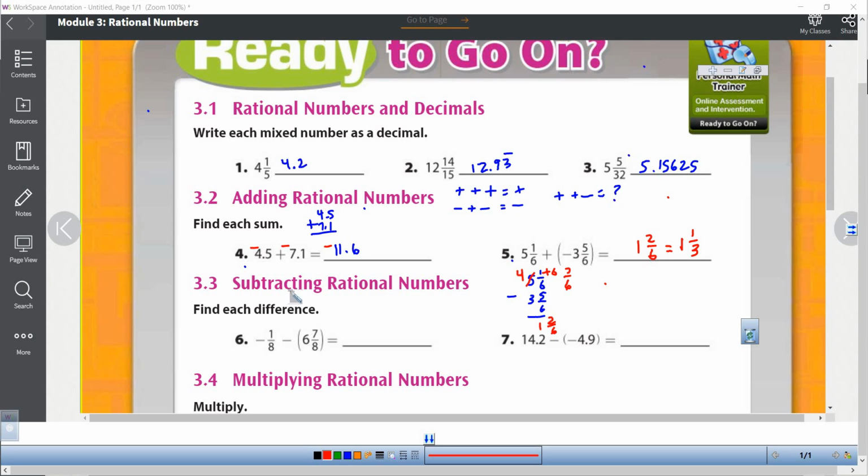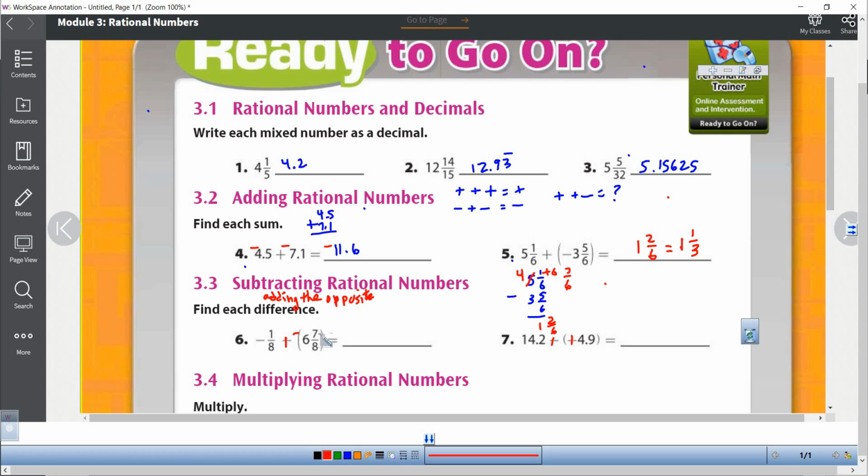All right, we went over and over again that subtracting is the same as adding the opposite. All right, subtracting is the same as adding the opposite. So right here I have negative 1/8 minus 6 and 7/8. I'm going to make that plus a negative. And right here I have 14.2 minus 4.9. I'm going to make that plus 4.9.